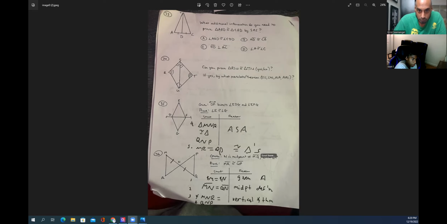And then what he puts is just the CPCTC stuff. CPCTC. What does that mean? I don't know. I'm gonna type it up real quick. CPCTC. Oh, corresponding parts of congruent triangles are congruent. Okay. That just means two triangles that are congruent, the sides match up and the angles match up and the lengths match up. It's fancy. That's all that means.